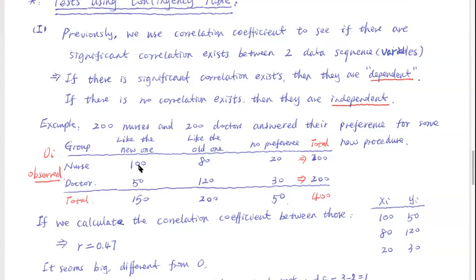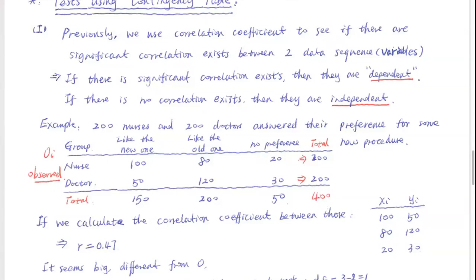Everybody, pay attention to the rest of the 1 to 2 minutes. How do we calculate E1, the expected number for this position? What we are going to do is use the corresponding summation from this row, 200, and multiply it by the corresponding summation from the column, 150, divided by the total of 400.